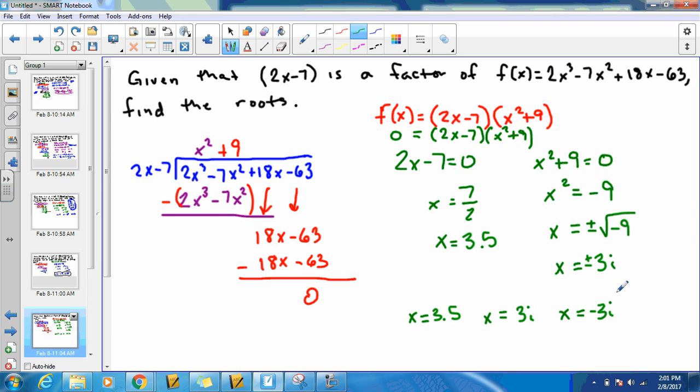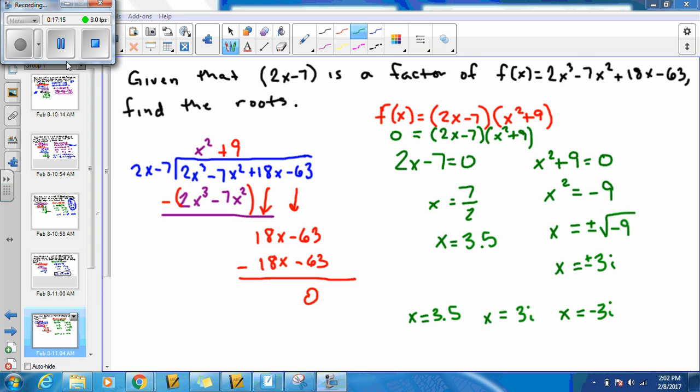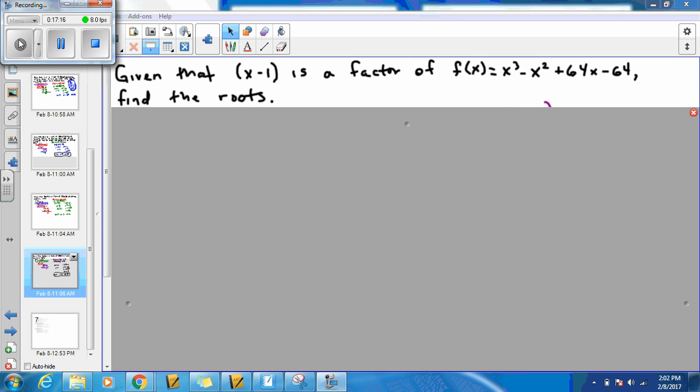Right, and now it's your turn to try a problem. Given that x minus 1 is a factor of f of x equals x cubed minus x squared plus 64x minus 64, find the roots.